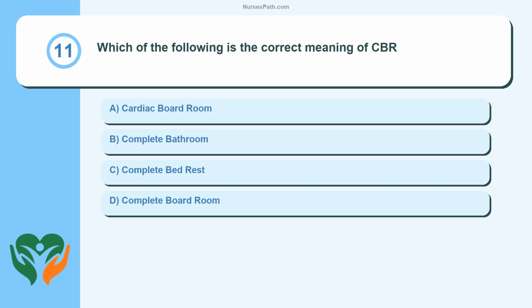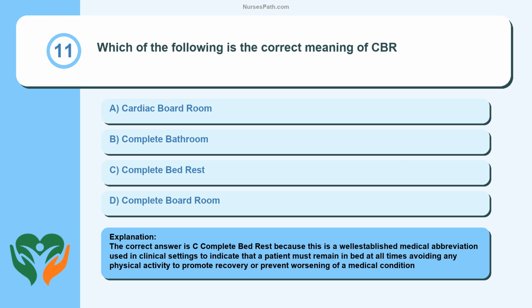Question 11. Which of the following is the correct meaning of CBR? Cardiac boardroom, complete bathroom, complete bed rest, complete boardroom. The correct answer is C, complete bed rest, because this is a well-established medical abbreviation used in clinical settings to indicate that a patient must remain in bed at all times, avoiding any physical activity to promote recovery or prevent worsening of a medical condition.